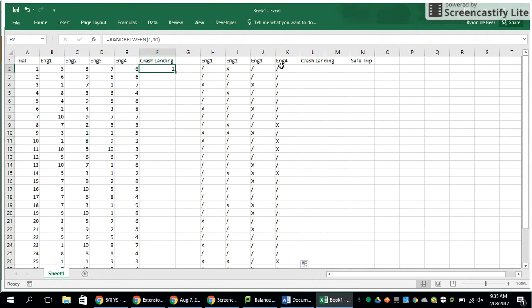So if there's 3 ticks like this, it's safe. I'm going to just have to do S, S for safe. Over here, it means we have to do a crash landing one because we have 2 engines that are broken. So we've got to simulate it again for pass or fail over here. So 4. Now 4 means it was safe because it was from 1 to 6.